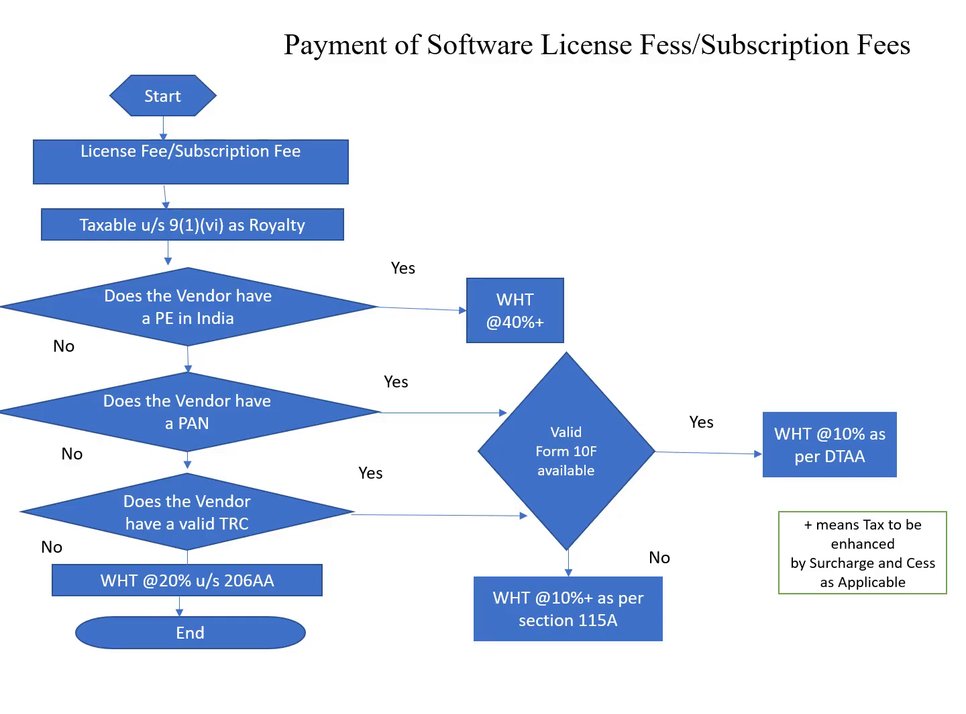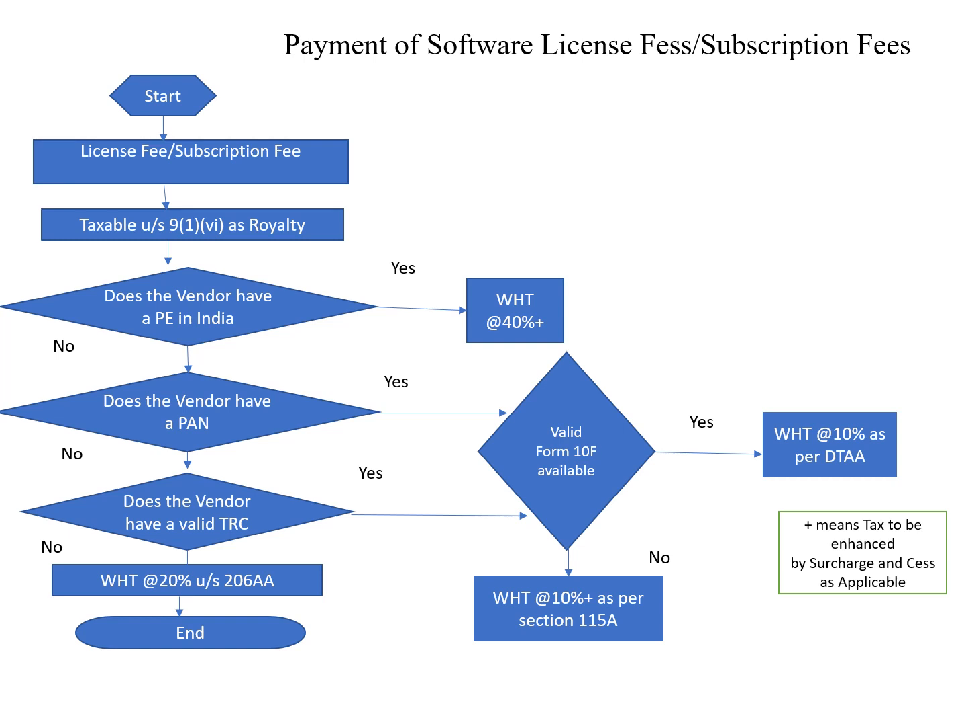You can see a flowchart. The first question is whether it is taxable under section 9(1)(vi). Now you ask first question whether the vendor has a PE in India. You require to ask the vendor, then he will declare yes, I have a PE or I don't have a PE. If he has a PE, deduct 40% plus surcharge and cess.